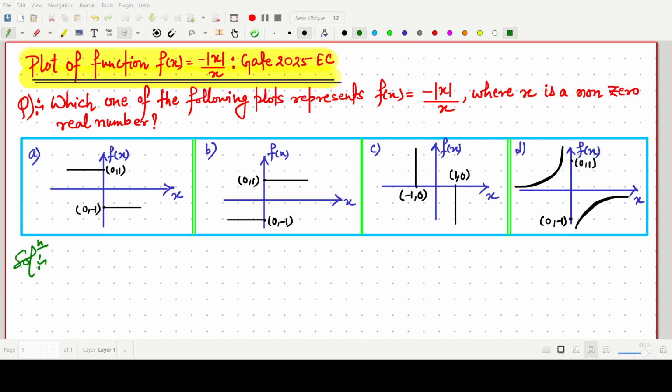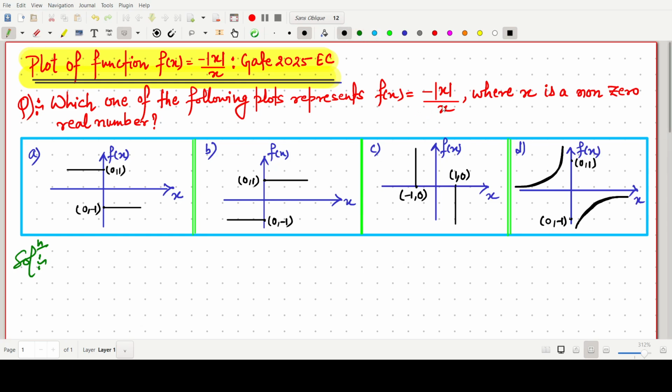Welcome everyone. In this video lecture, we will solve a very fundamental GATE 2025 EC question, in which we have to plot the function f(x) = -|x|/x. Which one of the following plots represents f(x) = -|x|/x, where x is a non-zero real number? Four options A, B, C, D are given, and we have to select the correct one. First of all, we have to go with the basics.